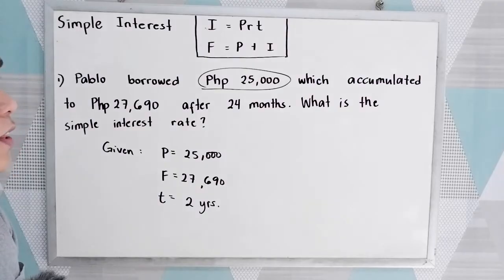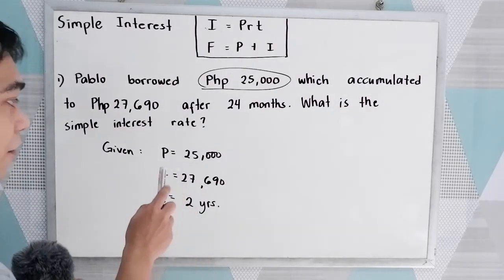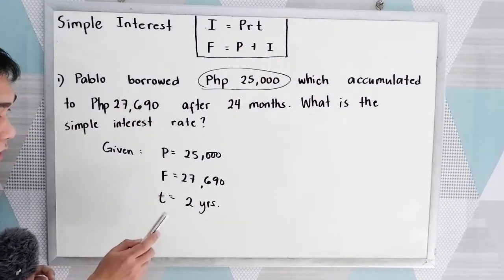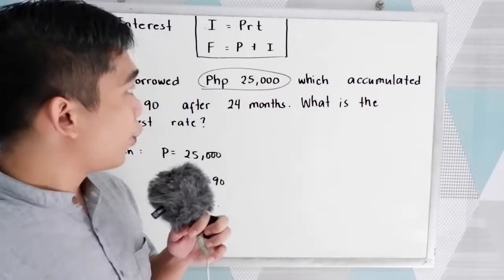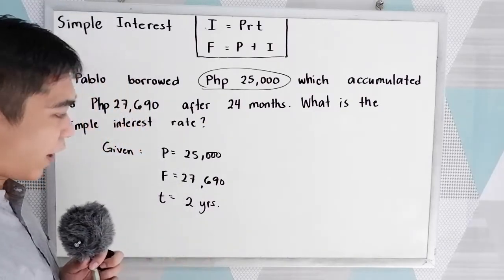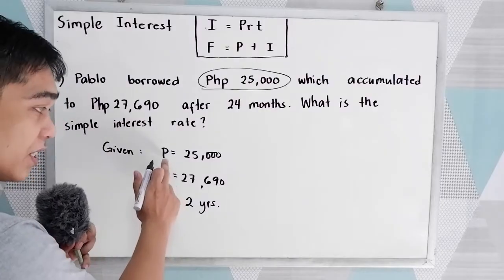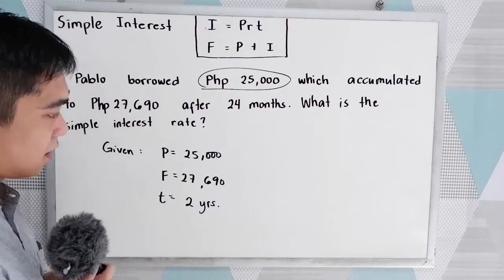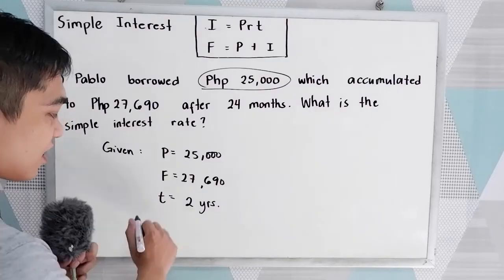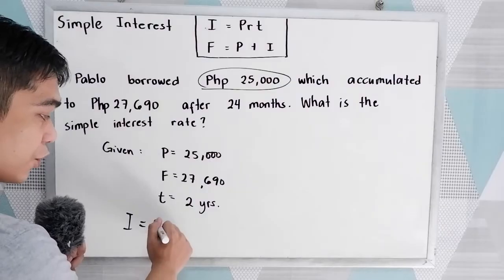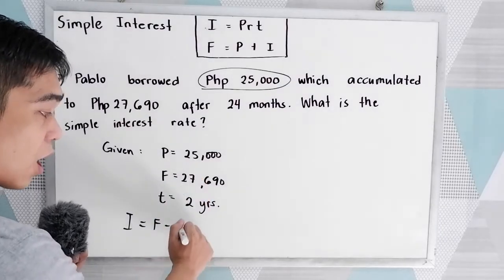Now, we're going to find the rate given the following: the principal, future value, and the time. Which formula are we going to use? Notice in our given, we have the principal and the future value. Therefore, we can get our interest. The interest is equal to the future value minus the principal.